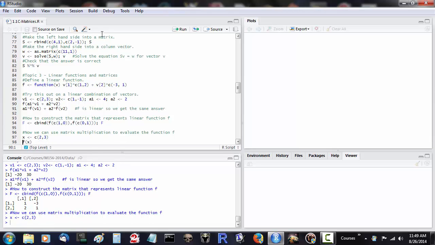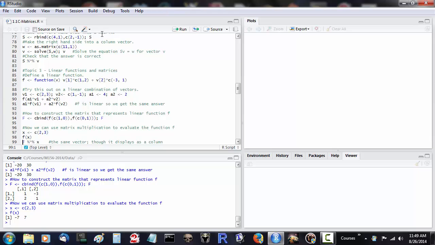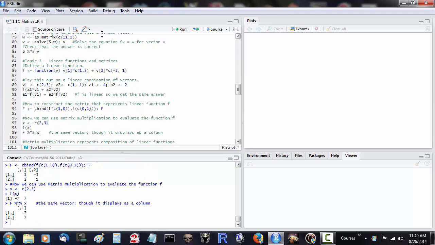Given the vector x, whose components are 2 and 3, I can either let the function little f act on x, giving me minus 7, 7, or I can let the matrix capital F be multiplied by x. Again, I get minus 7, 7, though R likes to display it as a column.